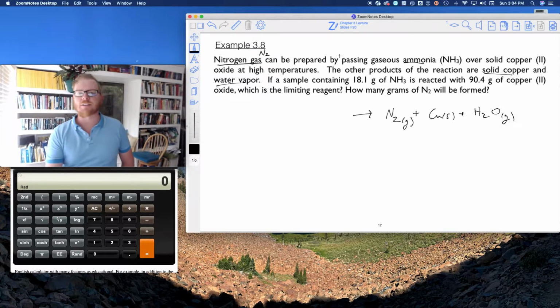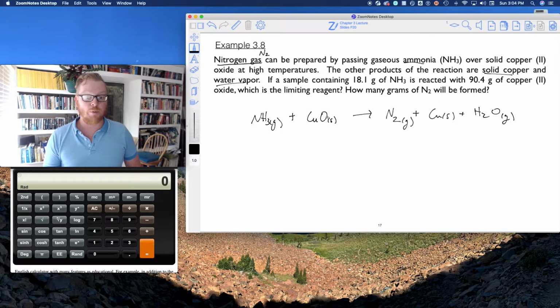What about my reactants? Well, it said gaseous ammonia, NH3. Great. And solid copper(II) oxide. Copper(II) oxide is CuO, because remember, each oxygen is -2, and the copper(II), remember, tells me that that's a +2 copper. So I need one copper for every oxygen.